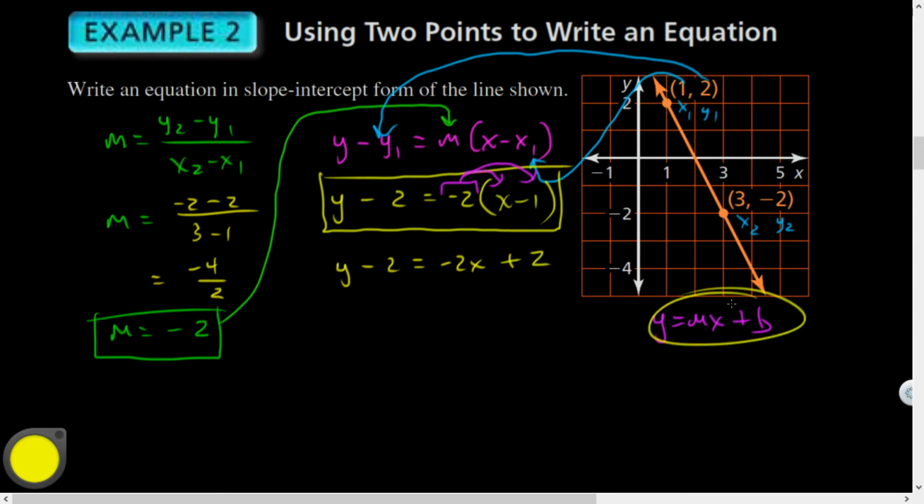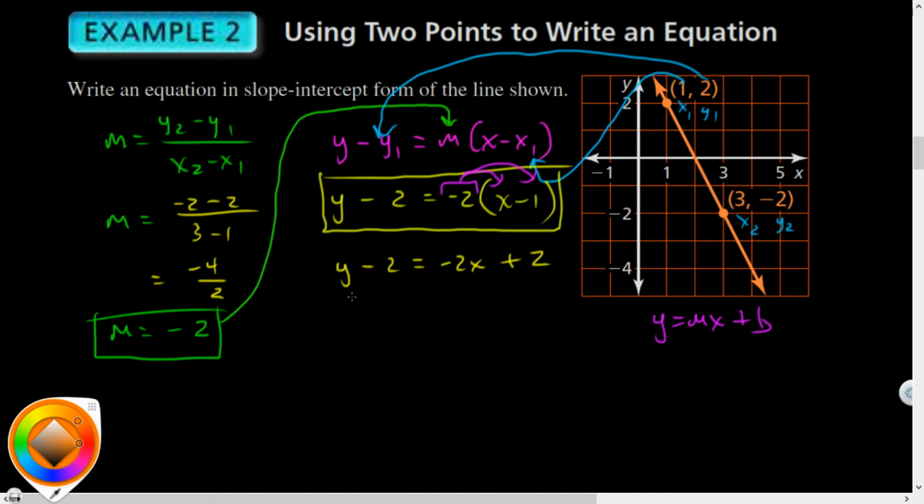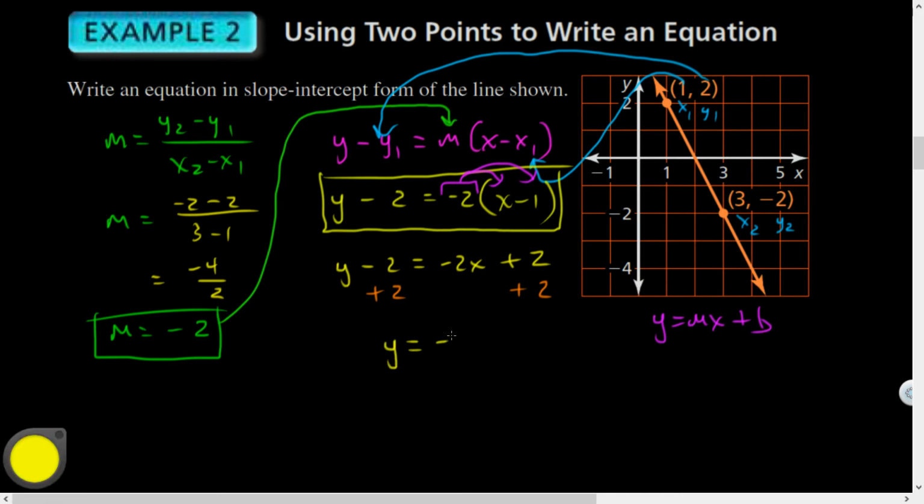And right, if I want it in slope intercept form, I want to get y by itself. So how could I get this y by itself? Add 2 to both sides. And that doesn't have an x with it, so it's being added to the other 2. So I'd have y equals negative 2x plus 4. All right, so here's the equation in point slope form. Here's the equation in slope intercept form.